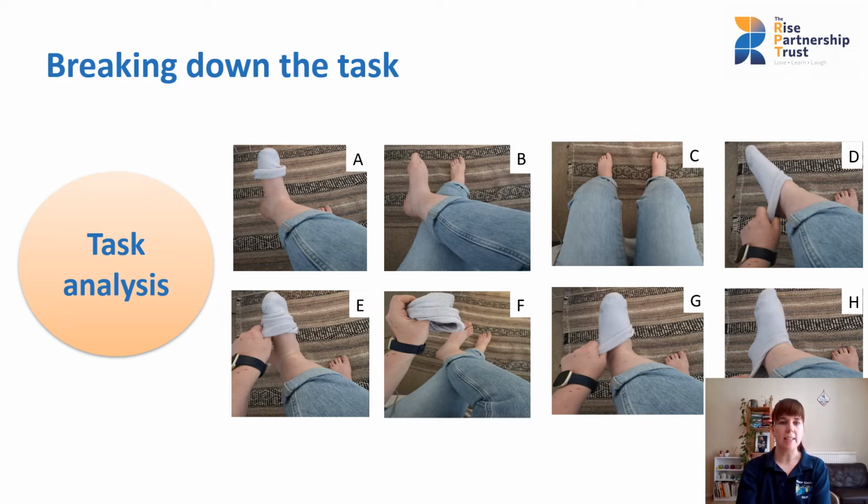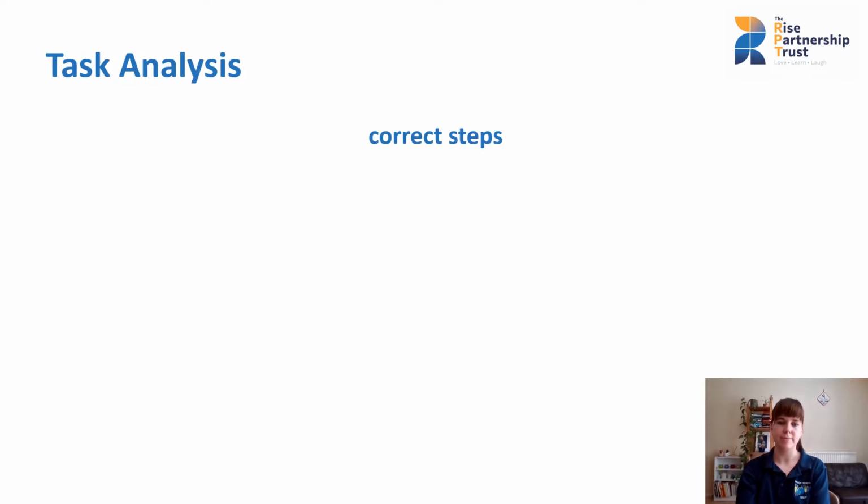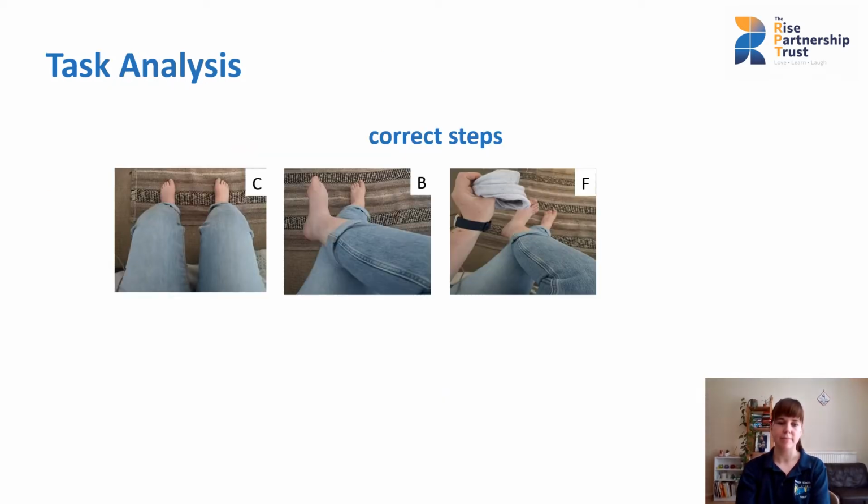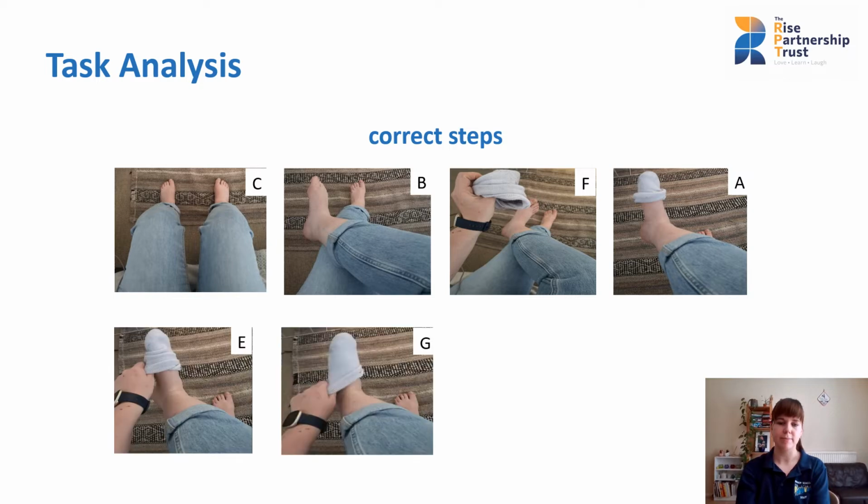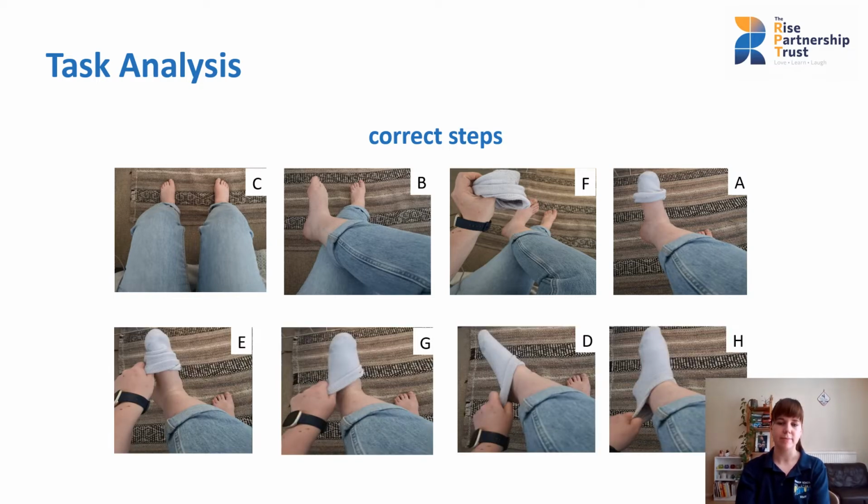Breaking down the task into smaller steps is also called a task analysis. Here are 8 steps to putting on your socks. I want you to try and put these in order. So here is the correct order. I hope you got it right.